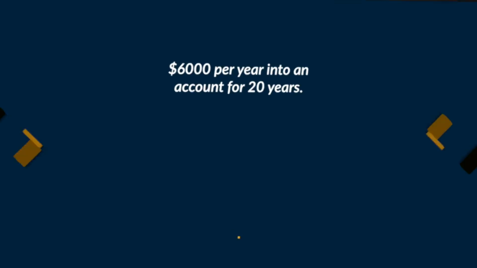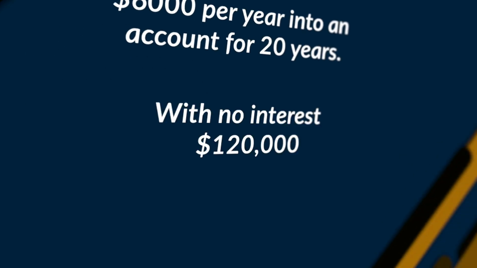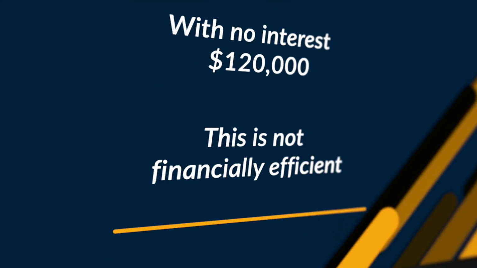So let's look at how the concept of financial efficiency and the multiplier effect might work together for you. To better explain this process, we're going to talk about setting aside or saving $500 a month. We're going to walk you through a series of financial steps with this account that will demonstrate financial efficiency and the multiplier effect in action. So let's assume that you can put this $500 a month or $6,000 a year into an account for 20 years. If you did not receive any interest on this account at the end of 20 years, you would have a balance of $120,000. This is not very financially efficient.